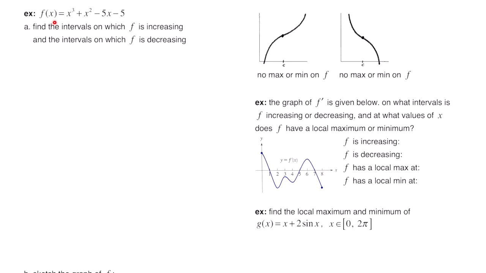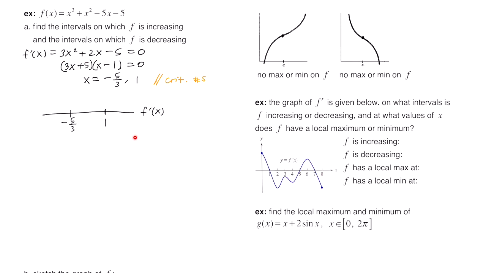This example says f of x equals x cubed plus x squared minus 5x minus 5. Part A says find the intervals on which f is increasing and the intervals on which f is decreasing. So first we're going to take the derivative of f. We get 3x squared plus 2x minus 5. We're going to set this equal to 0 to find the critical values of f. When we solve, we get x equals negative 5/3 and positive 1, and those are going to be our only critical values. Because again, the other way you check for critical values is you check the derivative not existing, and this exists for all real numbers.